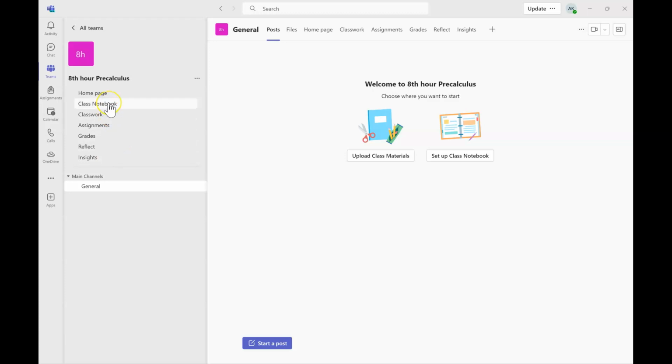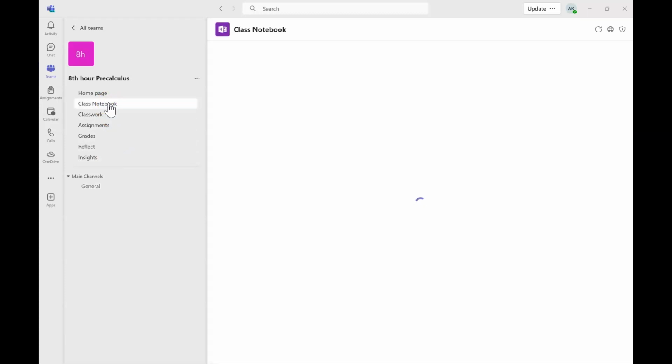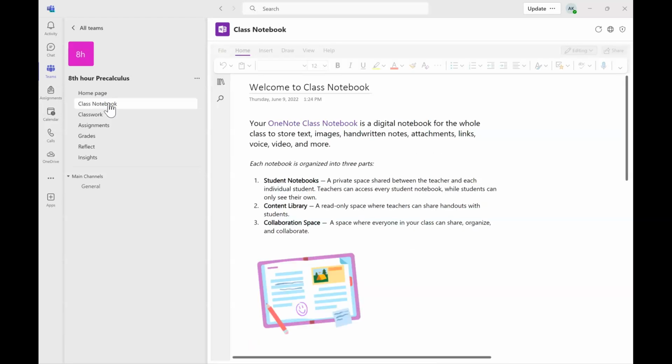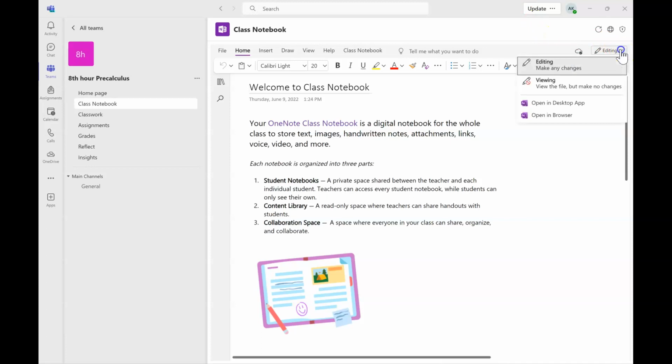And then from the navigation pane here on the left, you're going to pick Class Notebook. Take a moment for the OneNote to load in there. Once it does, up in the upper right-hand corner where it says Editing, click on the drop-down arrow and pick Open in Desktop App. That'll automatically open up OneNote and load in your new notebook for the semester.